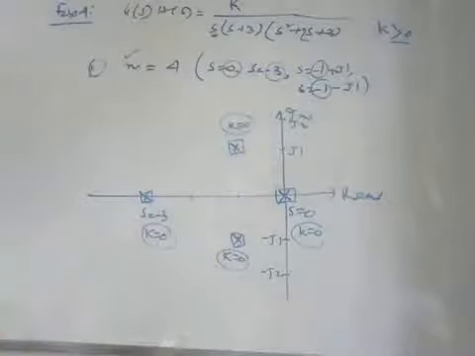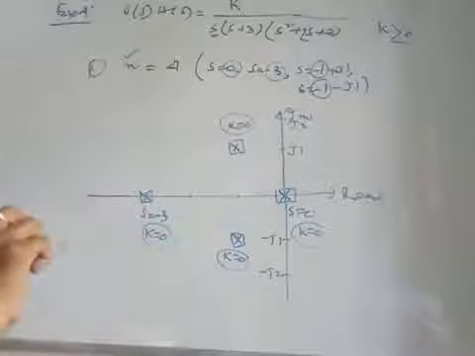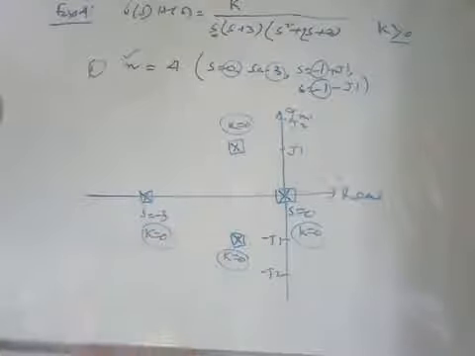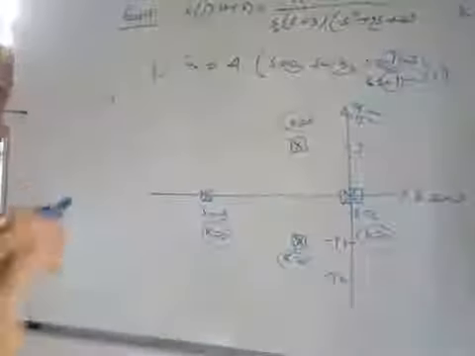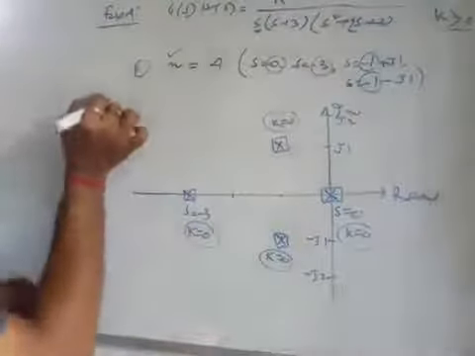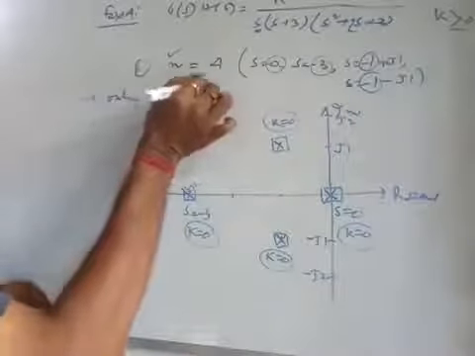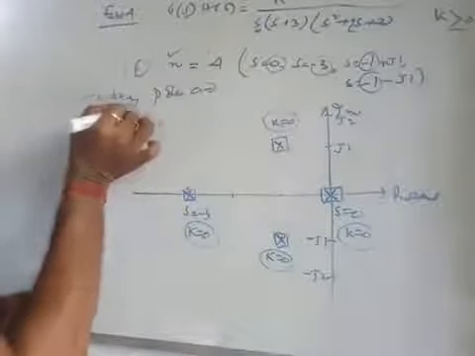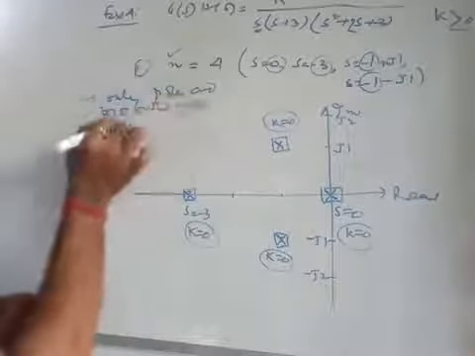So now find out the branches on the real axis of the root locus. So how to find them out? We will consider only the poles and zeros on the real axis. To find out this step, we have to consider only poles and zeros on the real axis.